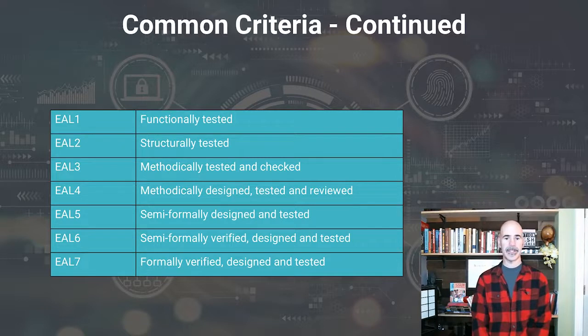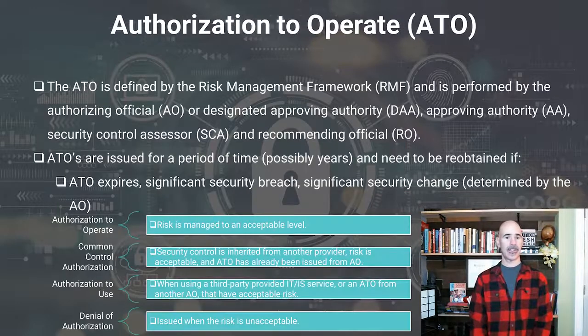For EAL6, formally verified, designed, and tested, means direct, rigorous engineering at all phases with the purpose of reducing overall risk. For the last, EAL7, formally verified, designed, and tested, means this is the highest risk situations with high-risk assets, extensive analysis and testing.